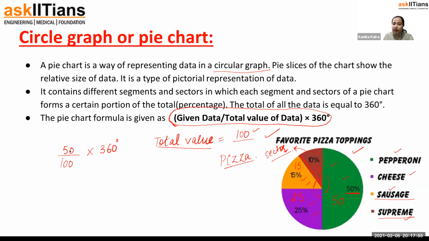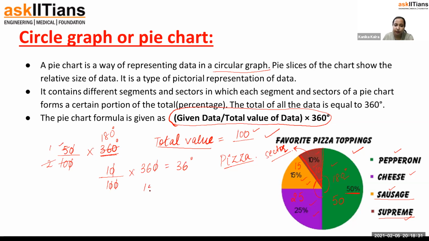Basically, you are finding the fraction of the total angle, because the total angle of the circle is 360 degrees. So the zeros get cancelled, 5 and 10 get cancelled by 1 and 2, 2 and 360 get cancelled by 180. So this happens to be 180 degrees. Similarly, you can calculate the rest of the angles, like 10 over 100 into 360. So again, the zeros get cancelled. This happens to be 36 degrees, right?